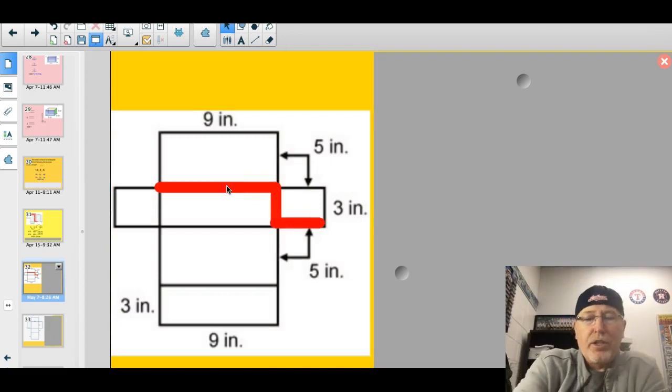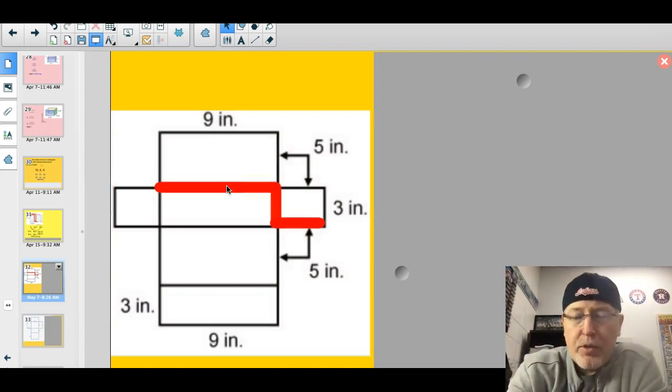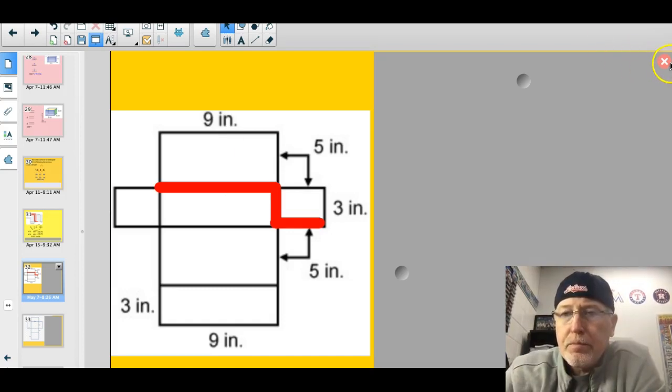Try this guy right here, and I put the red line in on this one to help you establish those measurements. I would encourage you to try the speech bubble method on this one. Okay, let's see how you did.